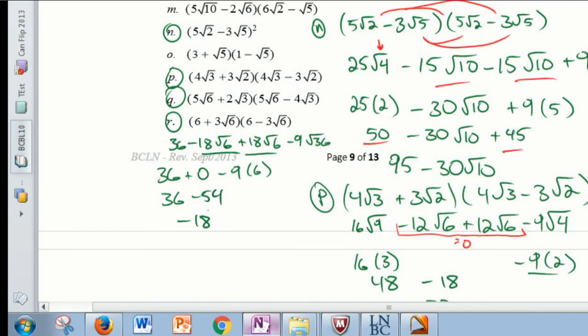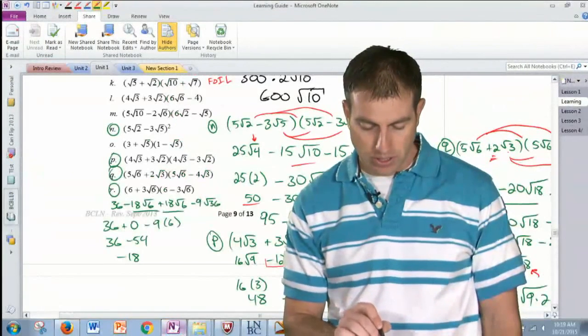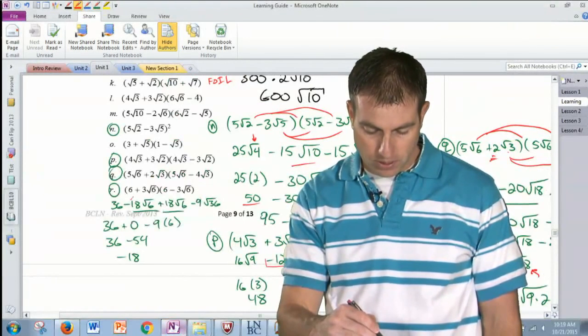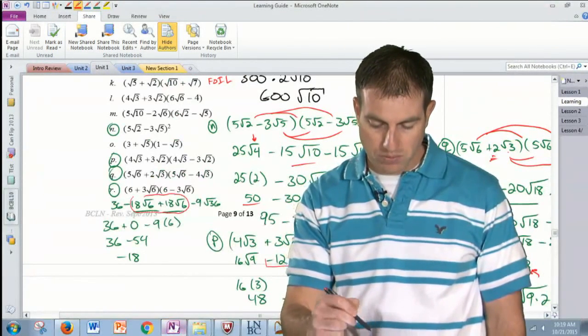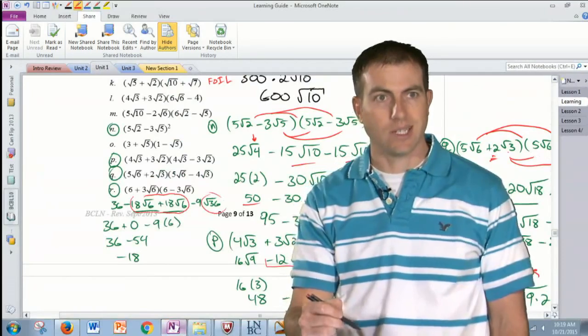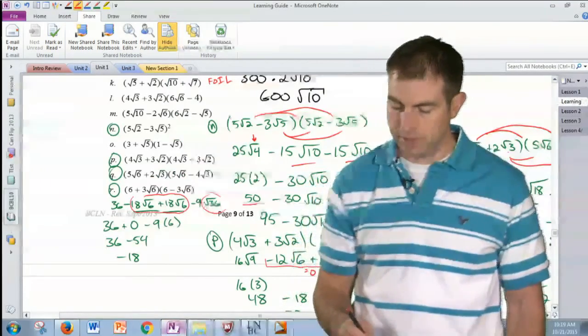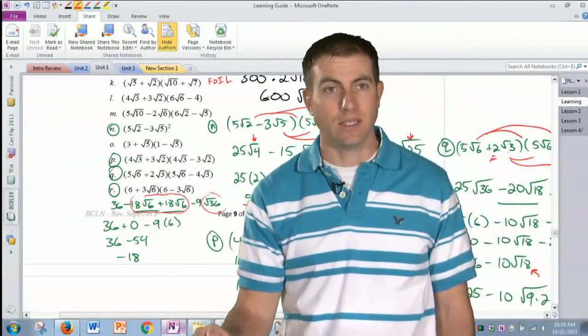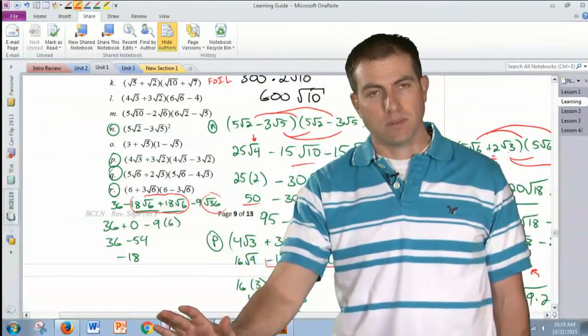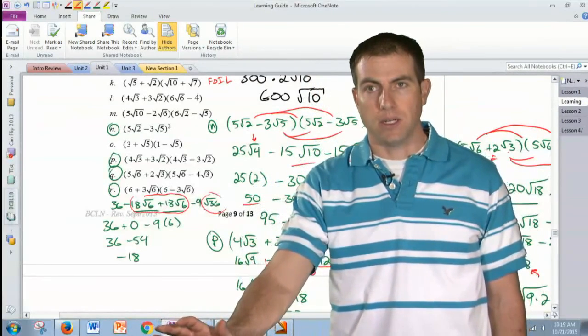So that one was a little tricky again. We end up with these negative positive combos in the middle kind of disappearing, simplifying this root 36. Lots of radicals disappearing. We end up with just negative 18. Hope that helps. Hopefully you're not confused.